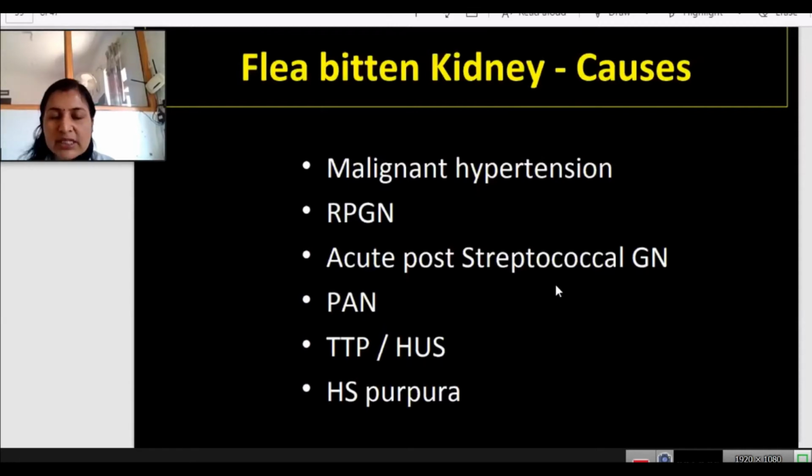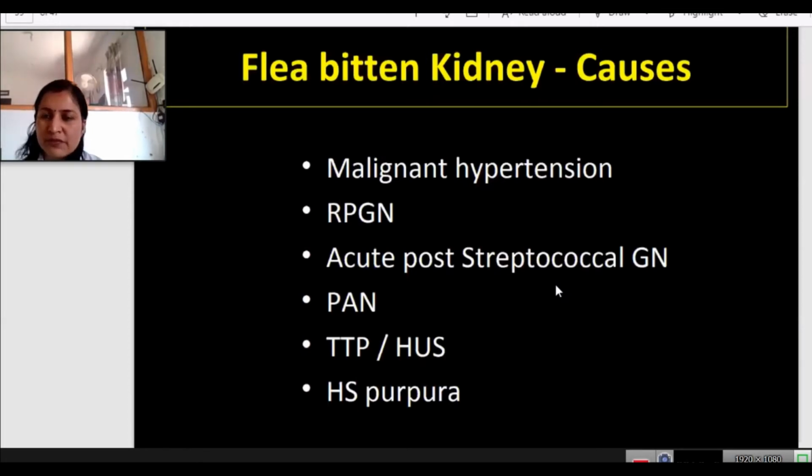Sometimes we ask in MCQ, in what condition you see flea bitten appearance in the kidney. So, this malignant nephrosclerosis occurs in the context of malignant hypertension first, because it is renal vascular disease. Then, sometimes it also occurs in the course of rapidly progressive glomerulonephritis. Wherever it occurs in acute conditions. Like malignant hypertension does not persist for long. Either the patient will die or will have to manage and bring the blood pressure back to near normal, isn't it? So malignant hypertension cannot persist for longer.